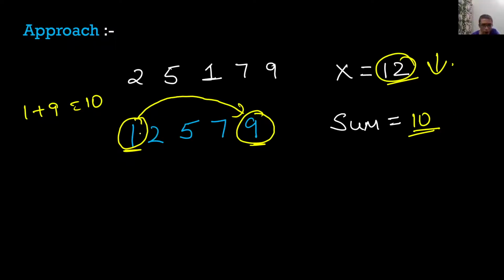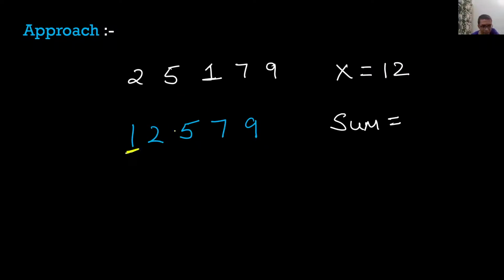So this 1, on adding with the largest element of this array, is not able to make a sum x. Hence, if I add this 1 with the rest of the array elements, I'll get a sum lesser than 10, right? So this means that this 1 is not capable enough of making a sum x, right? Hence, I'll simply discard this element. And now I'll move on to the next element.